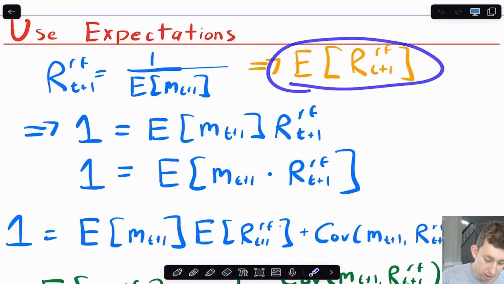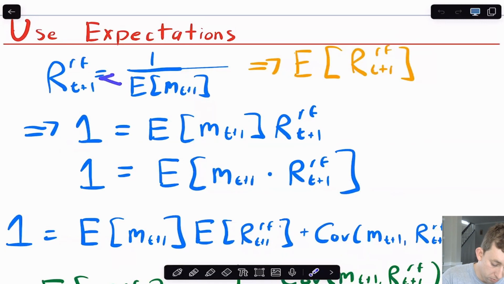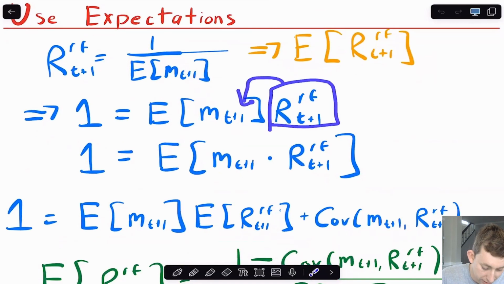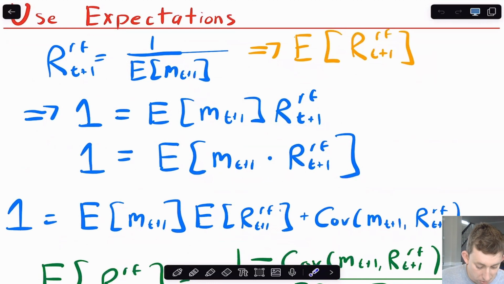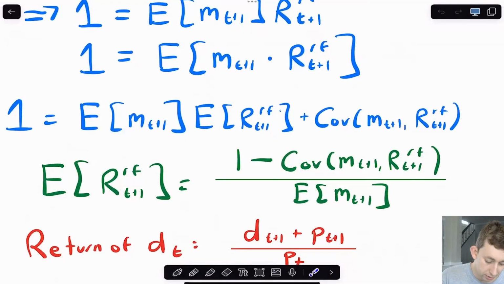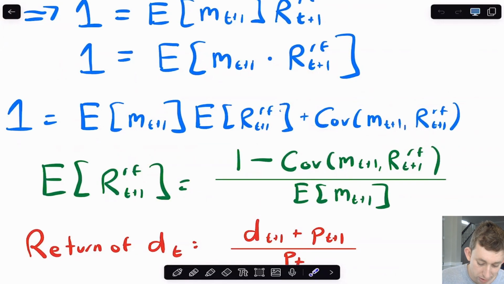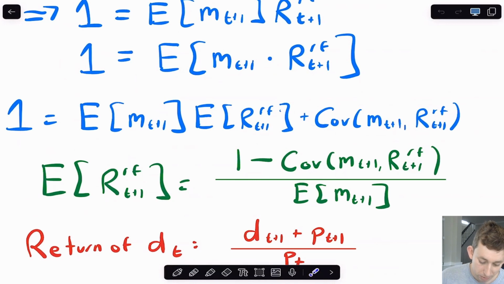So again, this is what I want, this is what I have, this is what it's equal to. What I can do is throw everything together on one side, and I can actually put this into the expectation. I'm allowed to do that mathematically, and so this is what I get here. And then if I want to re-expand this expectation, this is going to be the expectation of the stochastic discount factor. This is the expectation of the return of this risk-free bond. And then I need the covariance of the stochastic discount factor and the return. And I can use that to solve for the expectation of the risk-free return tomorrow, which is just 1 minus the covariance over the expected stochastic discount factor.